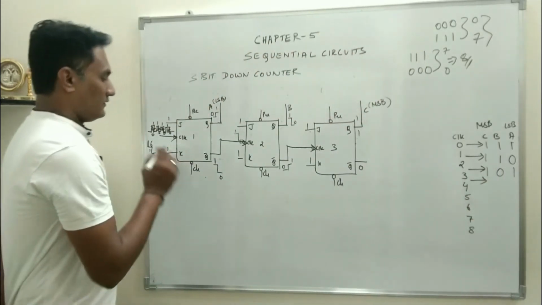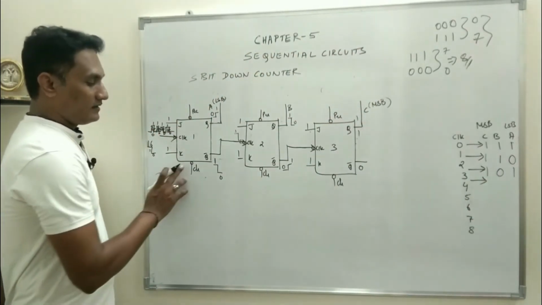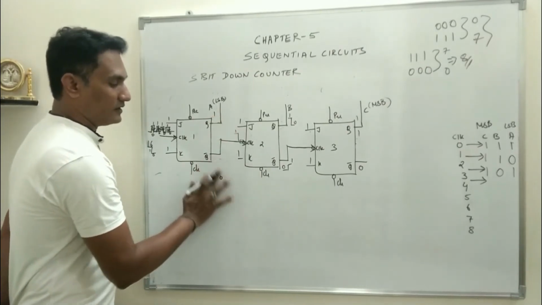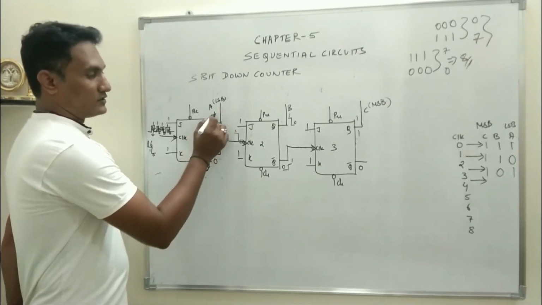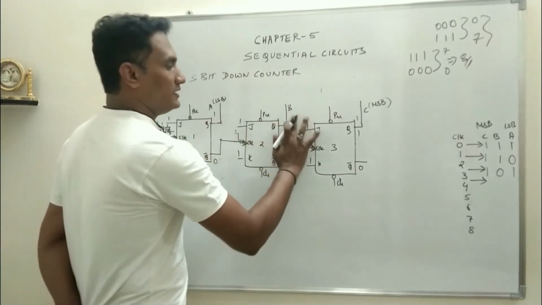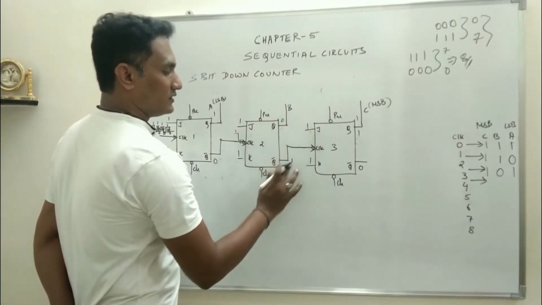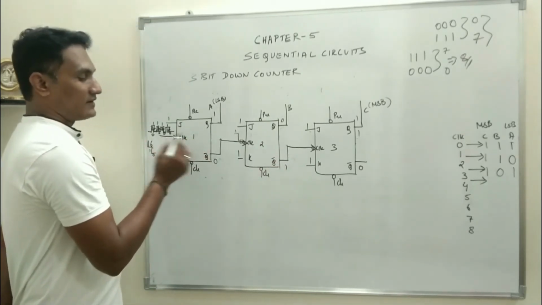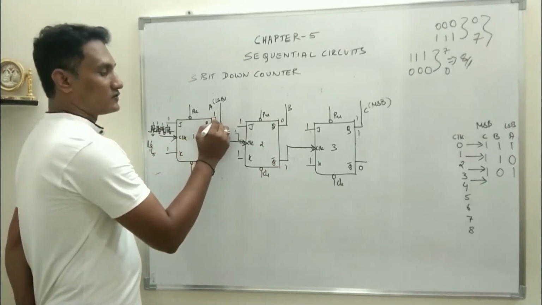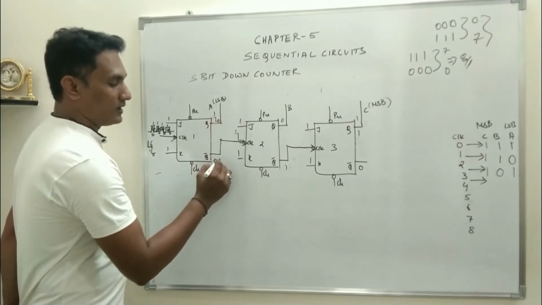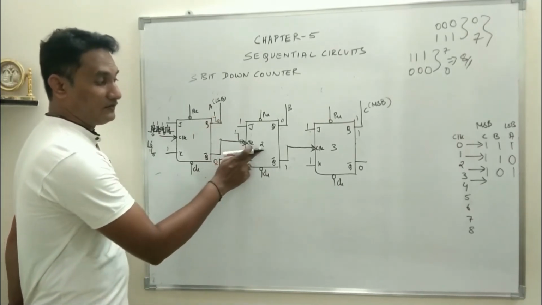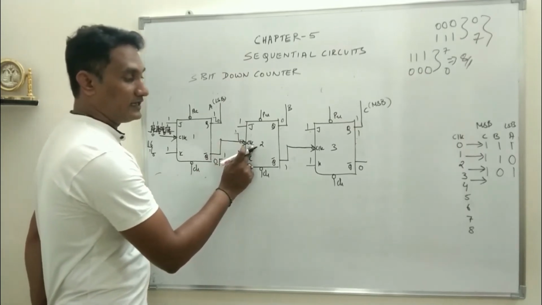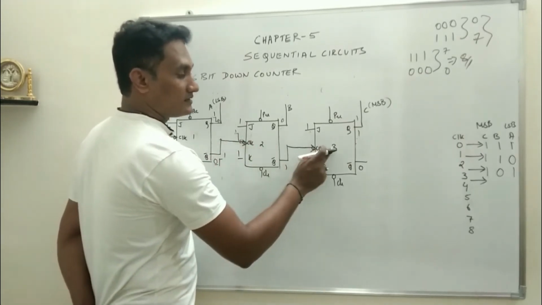And when the third clock pulse is applied, again, what is the state? A is 1. That means Q bar will be 0. Q is 1, Q bar will be 0. What is B? B is 0, Q is 0, Q bar is 1. So when the third clock pulse arrives, A goes from 1 to 0, Q bar goes from 0 to 1. Will that have any effect on 2? The clock pulse does not match. Flip-flop 2 doesn't get triggered. So 2 will remain as it is, 3 will remain as it is.